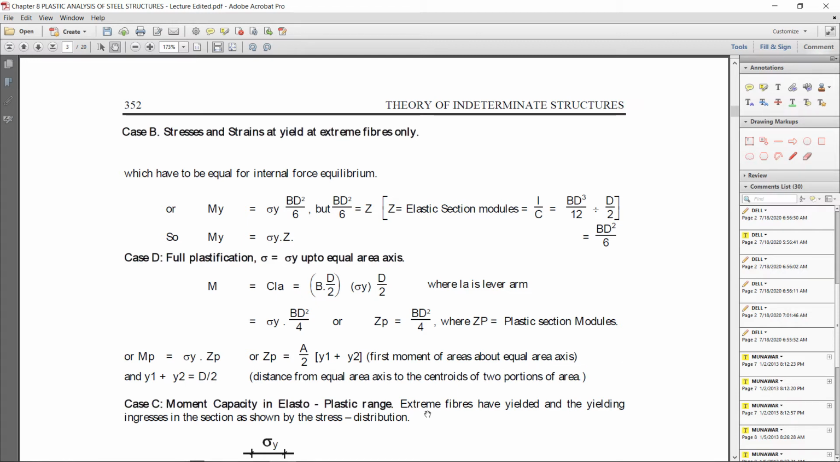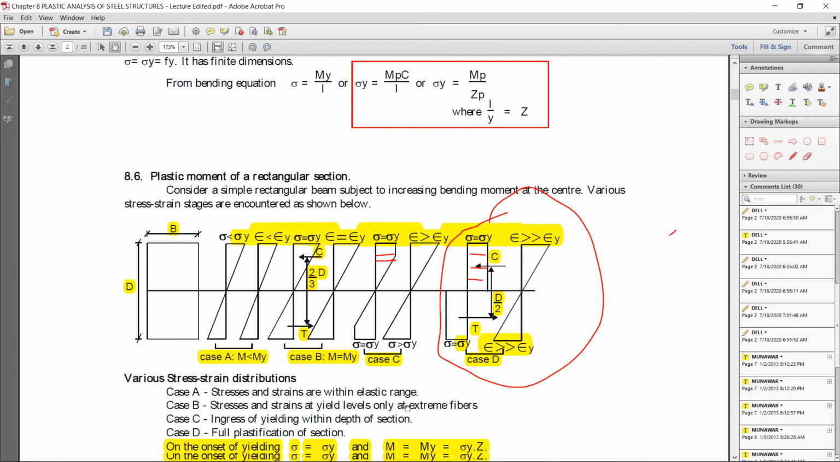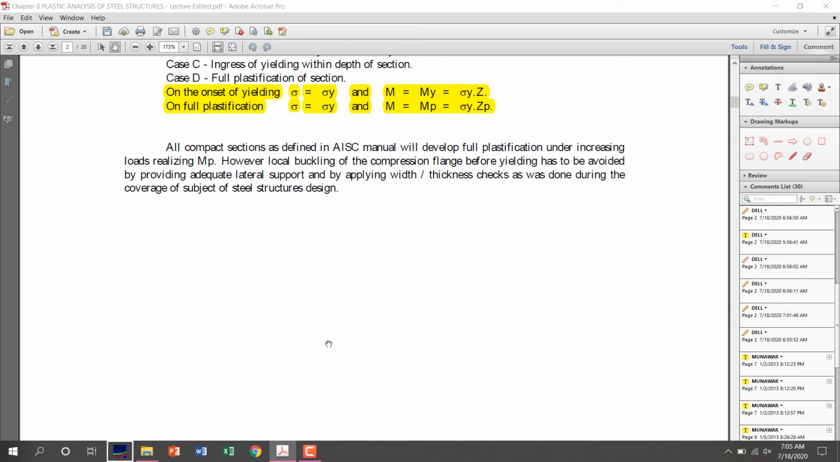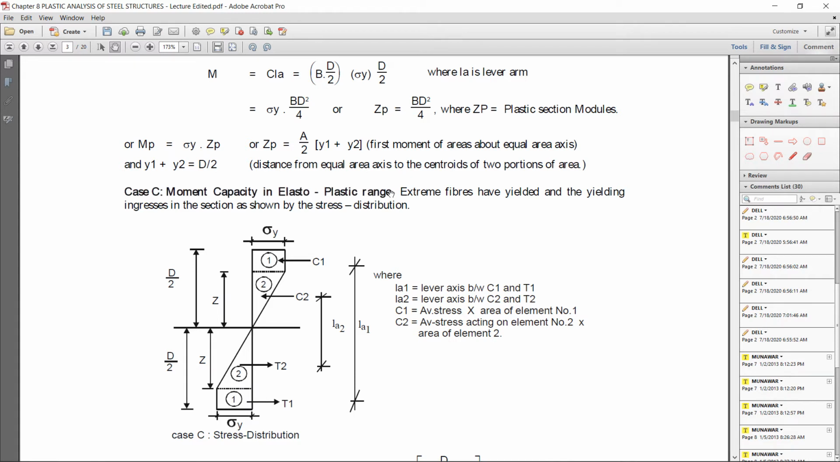Okay, now there is a third case, moment capacity in the elastoplastic range. What is elastoplastic range? Now you can see in case 3, here you can see stress and strain profiles. Half of the section is in the elastic range, but the upper portion has gone into the plastic range. So that's why the case C is called elastoplastic section.